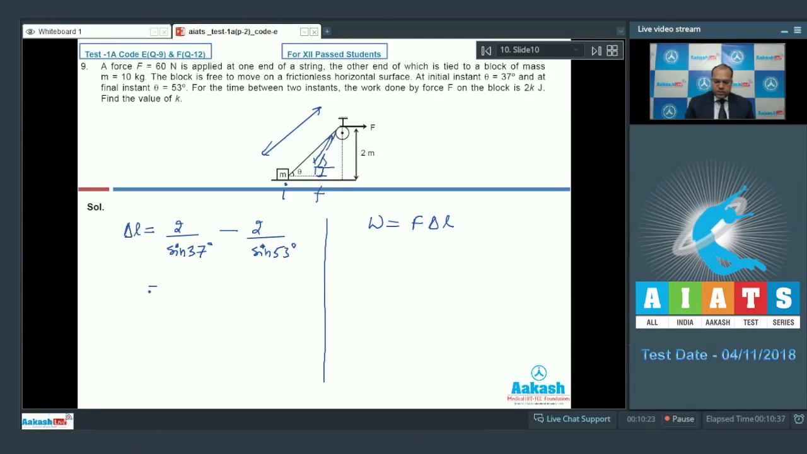On solving this, it comes out to be 10 by 12 meter. So if I calculate the work, the value of F is 60 into delta L, that is 10 by 12. So it comes out to be 50 joule. If I compare, the value of 2k is equal to 50. So the value of k is equal to 25. So the correct answer for question number 9 is 25. Let's move to question number 10.